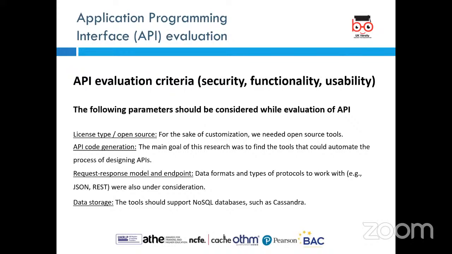retrieving data. When it comes to the evaluation of an API, there are different factors and criteria that have to be taken into consideration. For us to understand that we have a really useful and scalable API, we look into a couple of criteria such as security, functionality, usability, and so on.